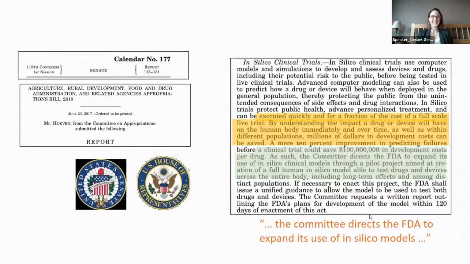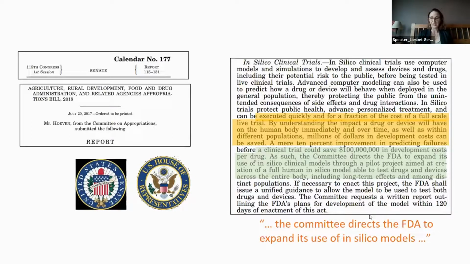So getting the regulator, getting the policymakers to put in even just the tiniest suggestion of a specific technology is very useful for a community to start working and to start really forging the path from the bench to the bedside, if you will.